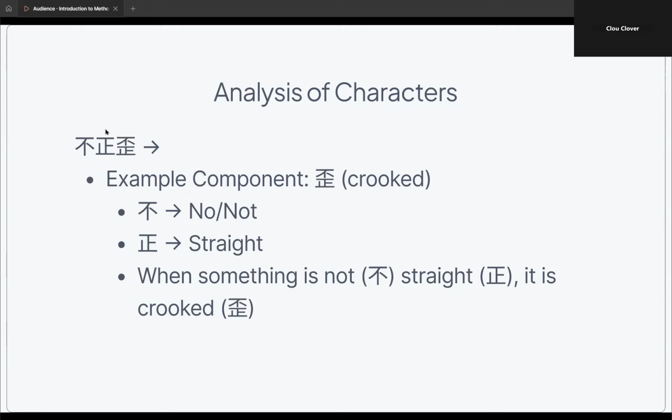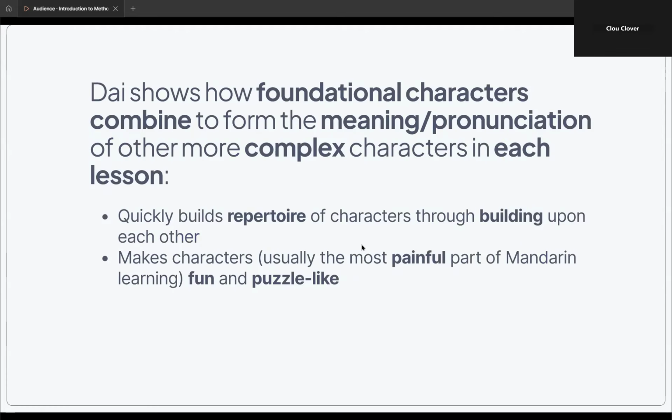Or another example is here, 无正 Y. Y means crooked. So 不, which is no, and 正, which is straight. So when something is not straight, it is crooked. So Dai shows how foundational characters combine to form the meaning and pronunciation of other more complex characters in each lesson.